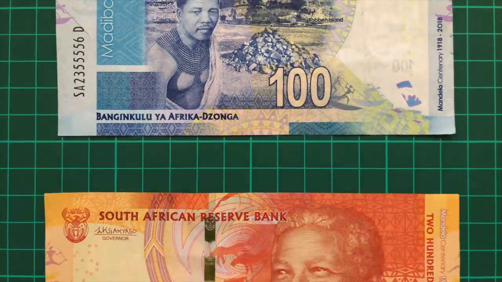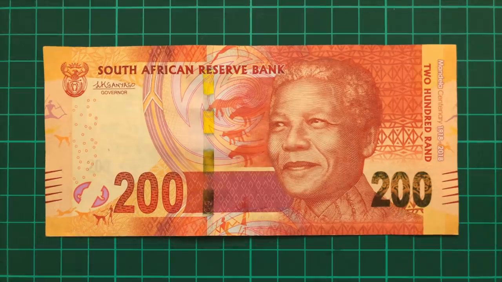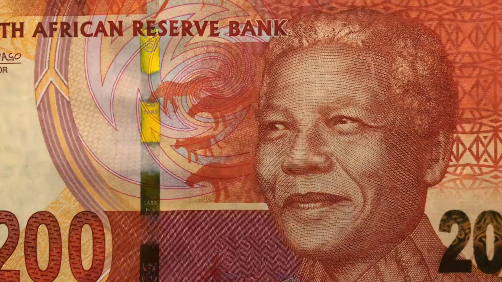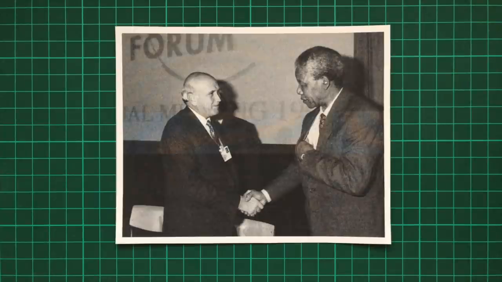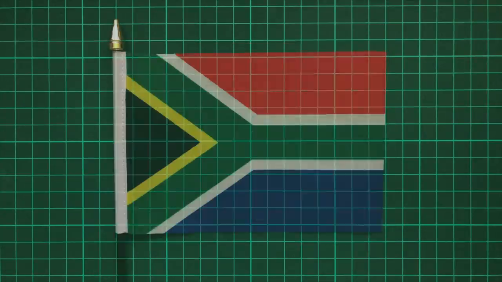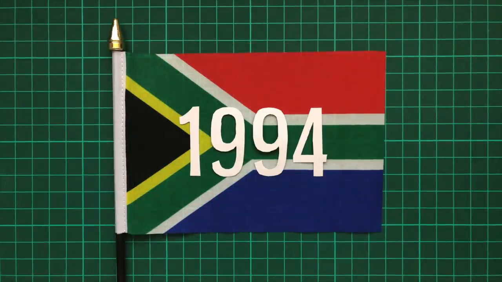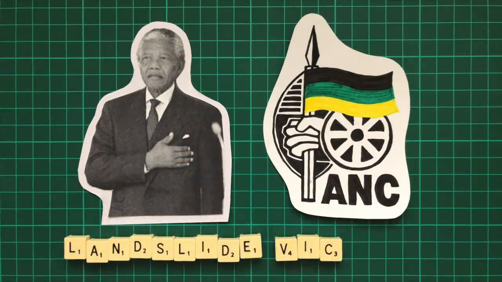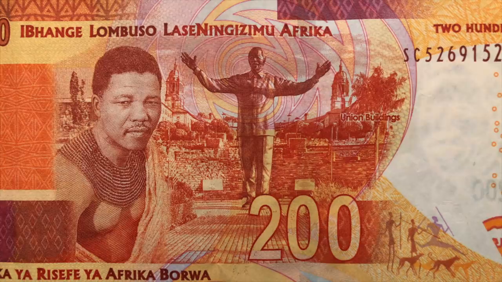It was another 8 long years before Mandela was finally released in 1990, amid growing international pressure and fears of an all-out racial war. Mandela and the president at the time spent the next 4 years working towards dismantling apartheid, which culminated in the 1994 general election, South Africa's first democratic election in which citizens of all races were allowed to take part. Mandela, representing the ANC, was elected president in a landslide victory, a scene represented on the 200 rand note.